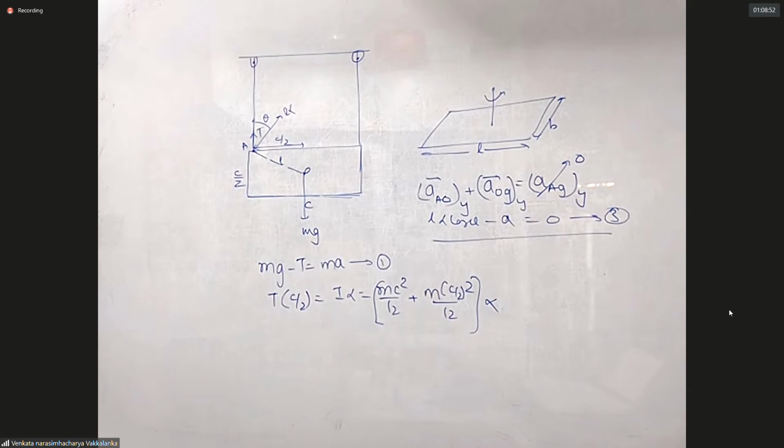Three equations, three variables: A, alpha, and T. He didn't ask for tension, so eliminate T. A and alpha is what they asked.